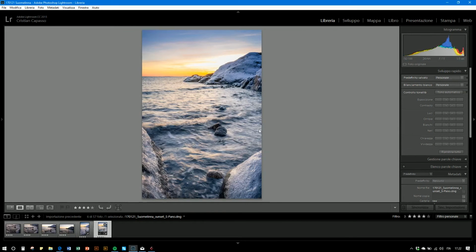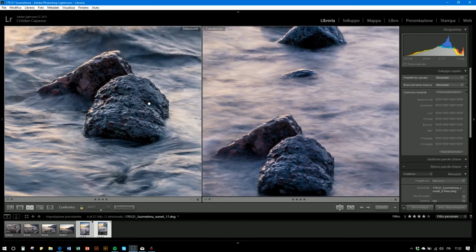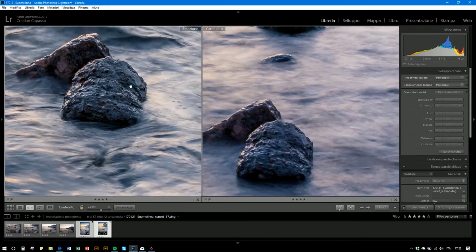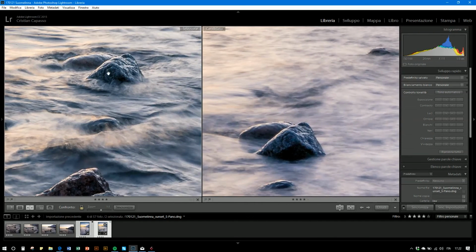And when I unified all of these images into a panorama, I came up with this image. And if we take a comparison, now we have on the left the composed one, on the right the single frame. If we zoom in on this rock, you can immediately see how much sharper and with much more detail this rock is compared to this one. And it's the same for this other rock. Look how much sharper and cleaner this rock is compared to this one.